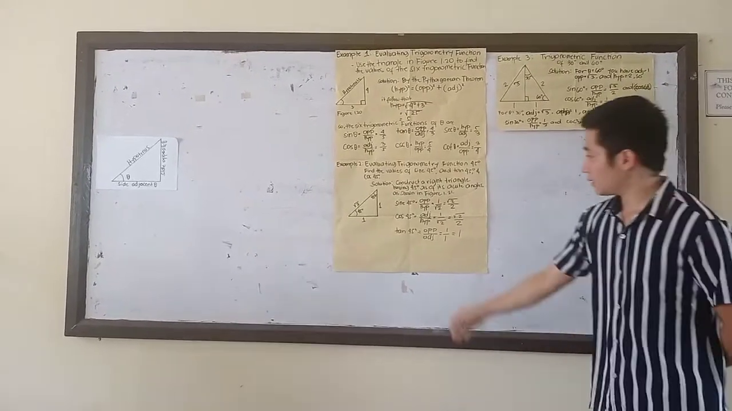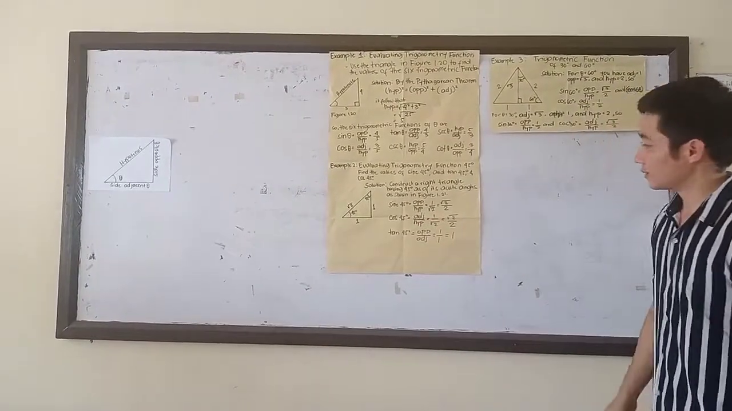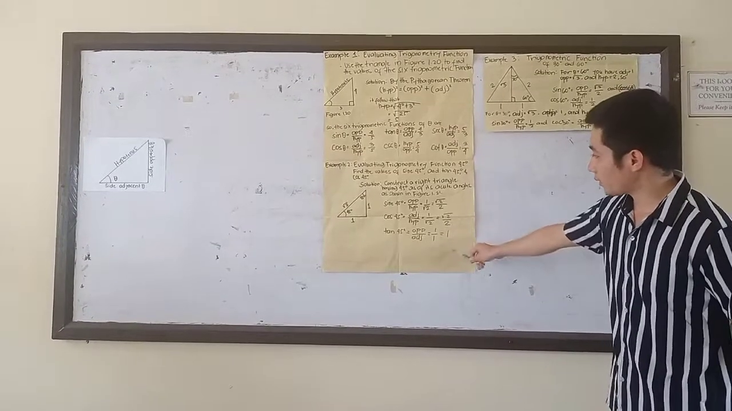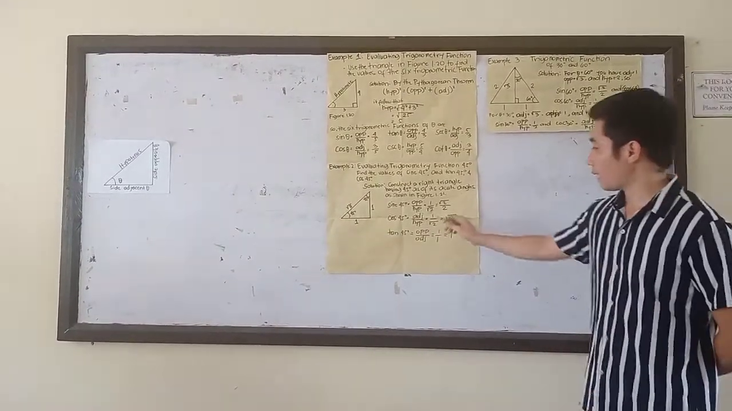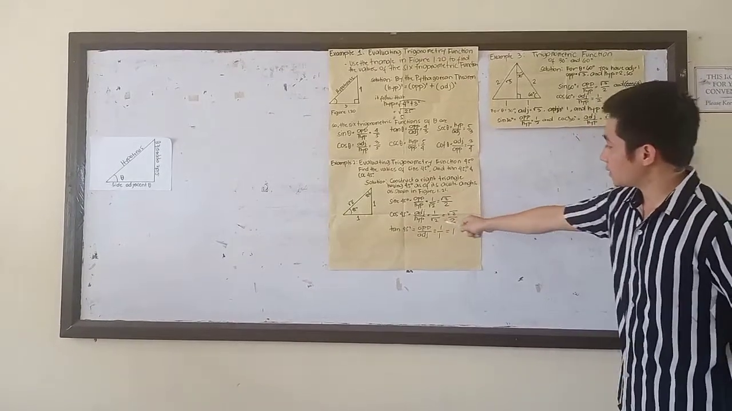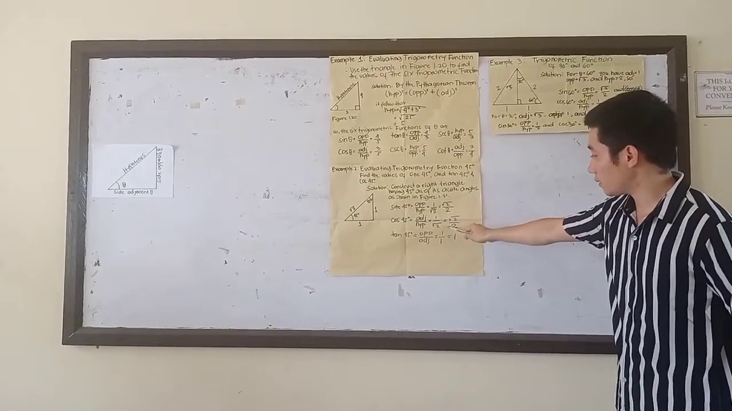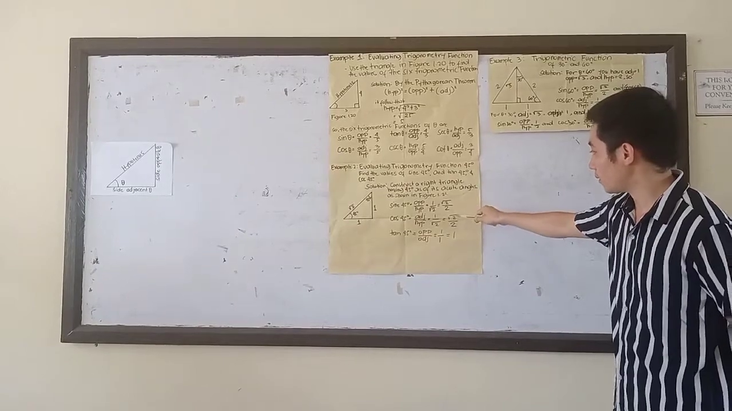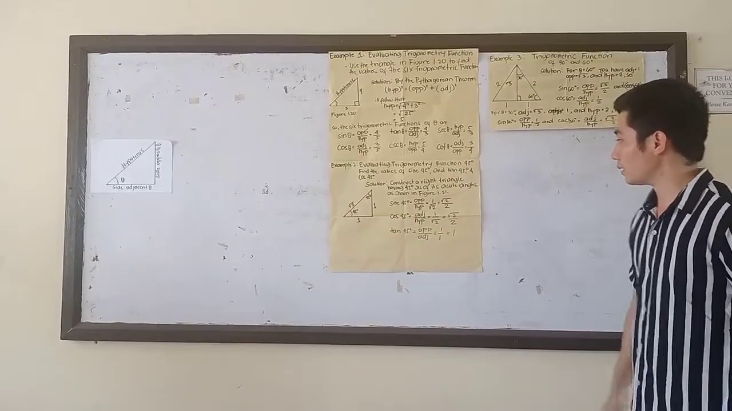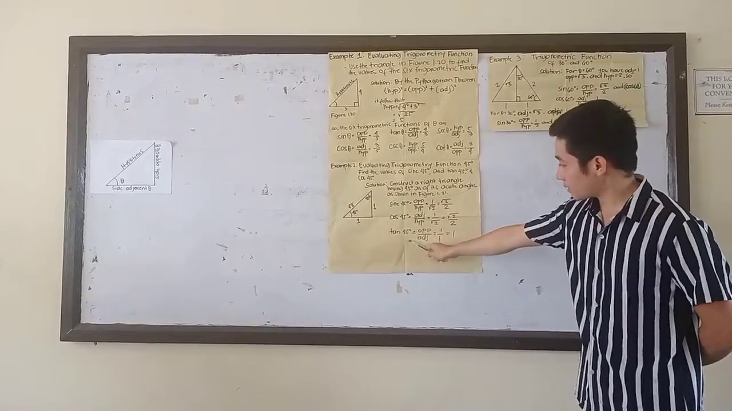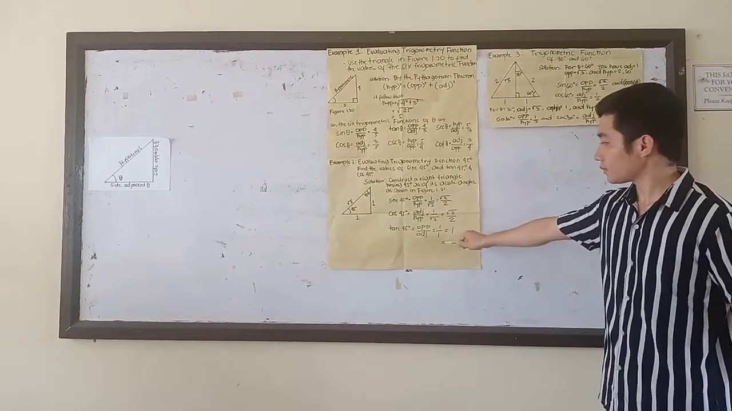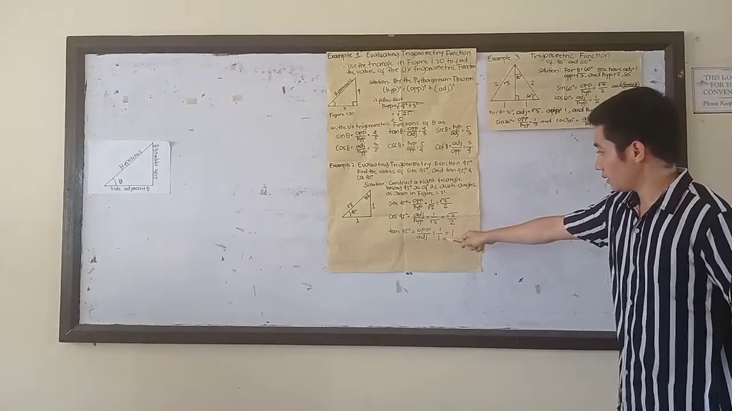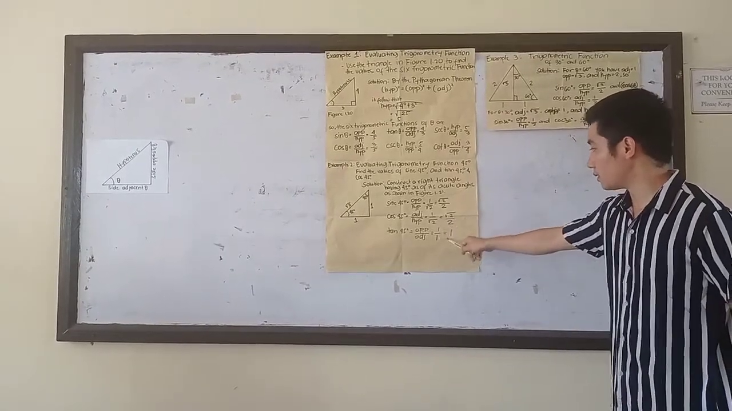Next is cosine. Cosine 45 degrees equals adjacent over hypotenuse, equals 1 over the square root of 2, equals the square root of 2 over 2. Next is tangent 45 degrees. We have the opposite and the adjacent, equals 1 over 1, so the answer is 1.